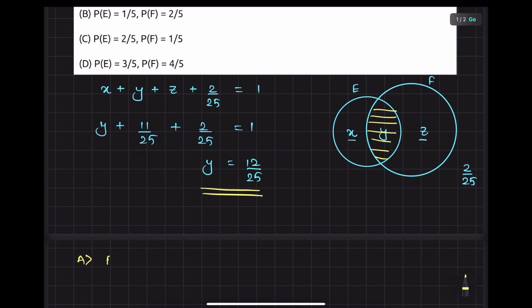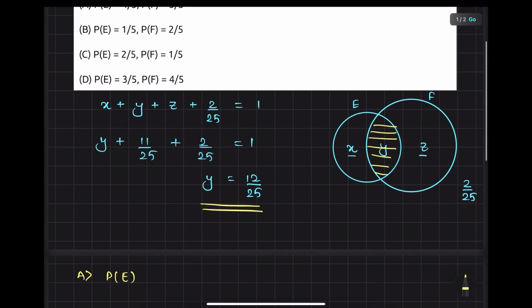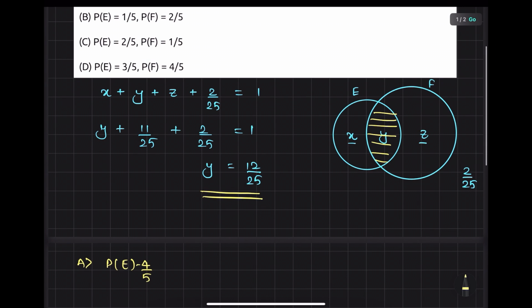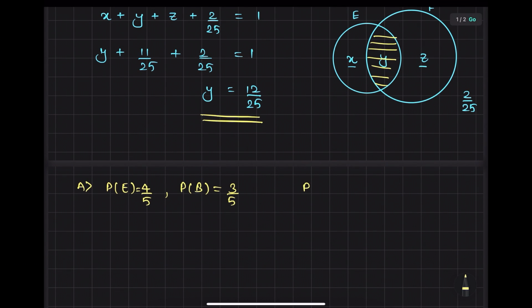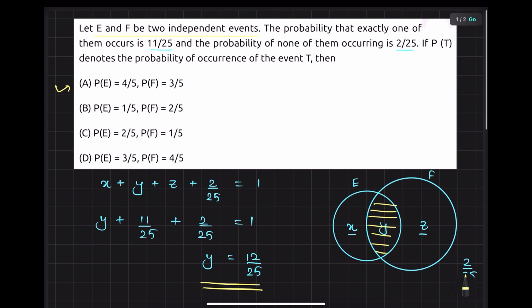So can I say that, suppose I'm talking about option A. Option A is what? P of E is 4 by 5, P of F is 3 by 5. So if you observe, it is talking about independent events. This means, can I say that P of E intersection F equals P of E into P of F. So the intersection is what? 12 by 25. P of E is 4 by 5, P of F is 3 by 5. So it is 12 by 25. So option A holds true.